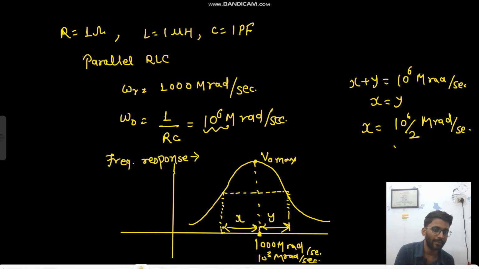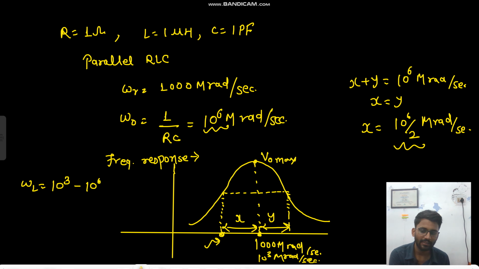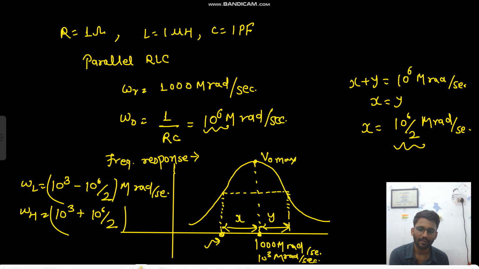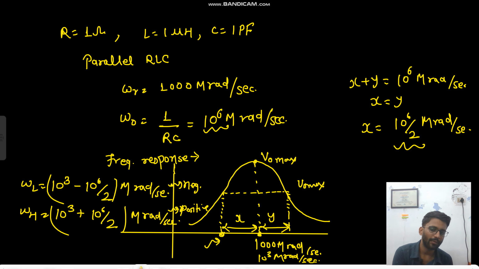And now this value is 10 to the power 6 by 2. So this value will be some negative: your omega L would be 10 to the power 3 minus 10 to the power 6 by 2 mega radian per sec, and your omega H would be 10 to the power 3 plus 10 to the power 6 by 2 mega radian per sec. So it will be highly negative, right? And this will be highly positive. So your voltage component is getting reduced by V naught max by root 2. So it is getting reduced by 1 by root 2 factor.